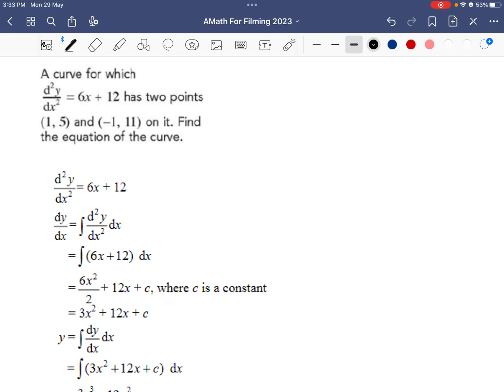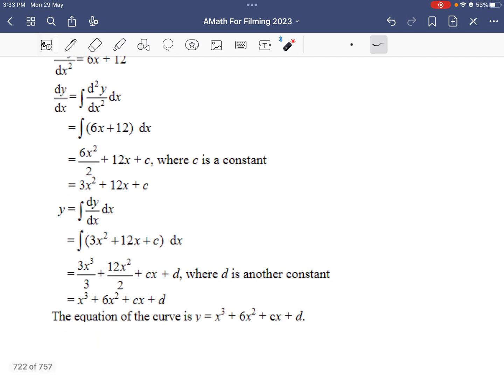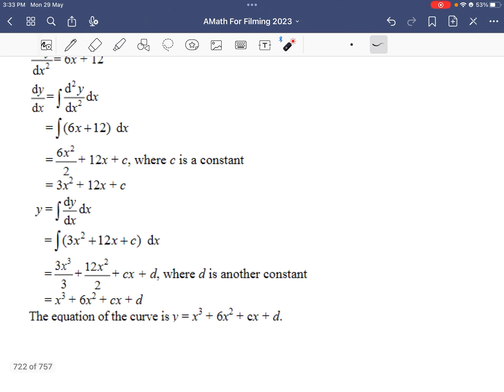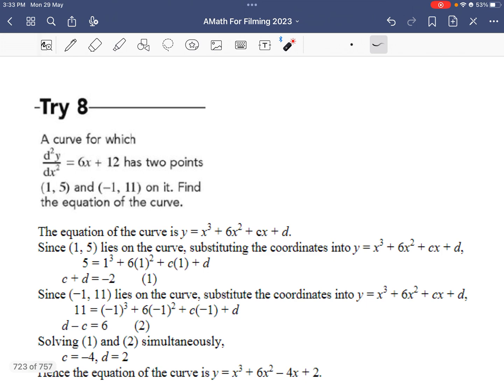Okay, if you integrate the first time, 6x plus 12, what you get is 3x squared plus 12x plus c, the integration constant. Then you integrate one more time to get back to y. So you get 3x cubed over 3, 12x squared over 2, plus cx, remember what I spoke about, plus d. So the equation of the curve is y equals x cubed plus 6x squared plus cx plus d.